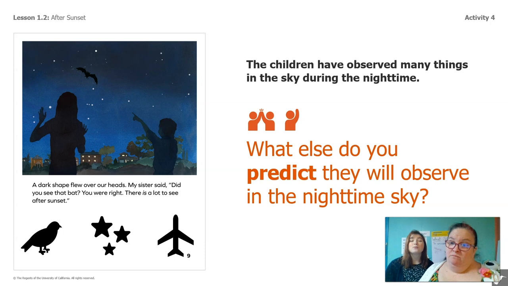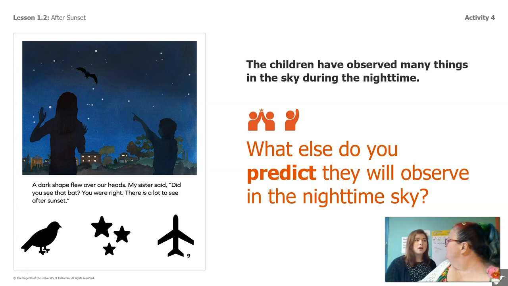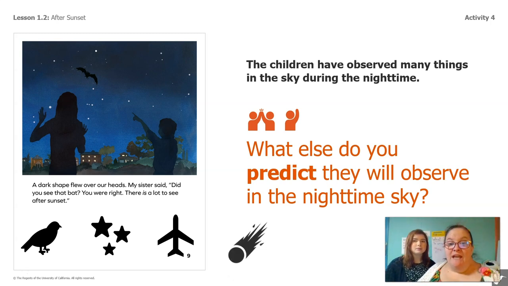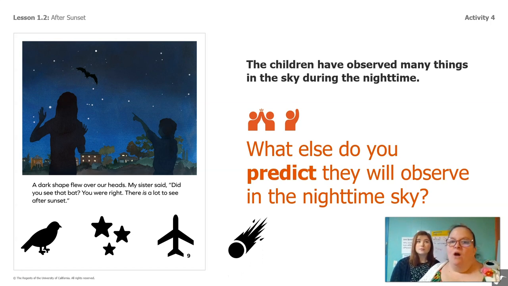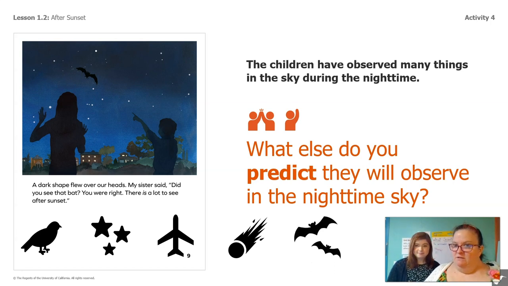An airplane. Right. And the meteor. Yeah. What else do they call meteors sometimes? A shooting star. A shooting star, yeah. Right on this last page, they also saw bats. So, what else do you out there predict they'll observe in the nighttime sky? What else do you think they're going to see in the rest of this book?